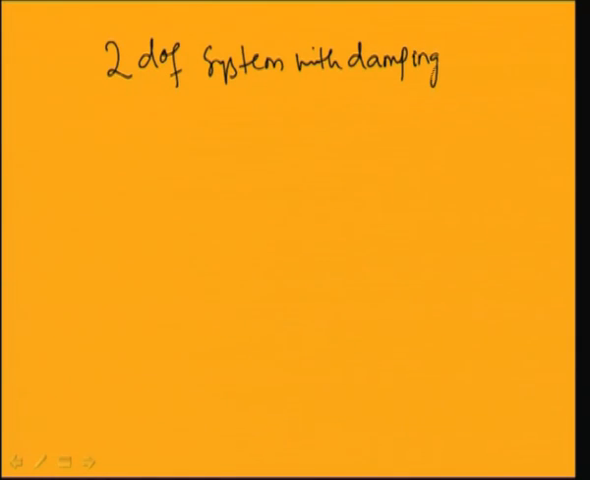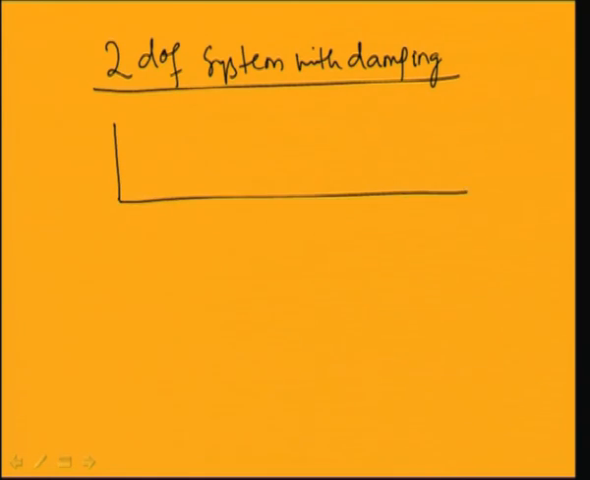So now let us study a two degree of freedom system with damping. Previously we have studied the system without damping. Now let us take a system with damping. In this case I can draw the system like this. Let me take the same system that I have taken before, but here I will introduce some damping in the system.